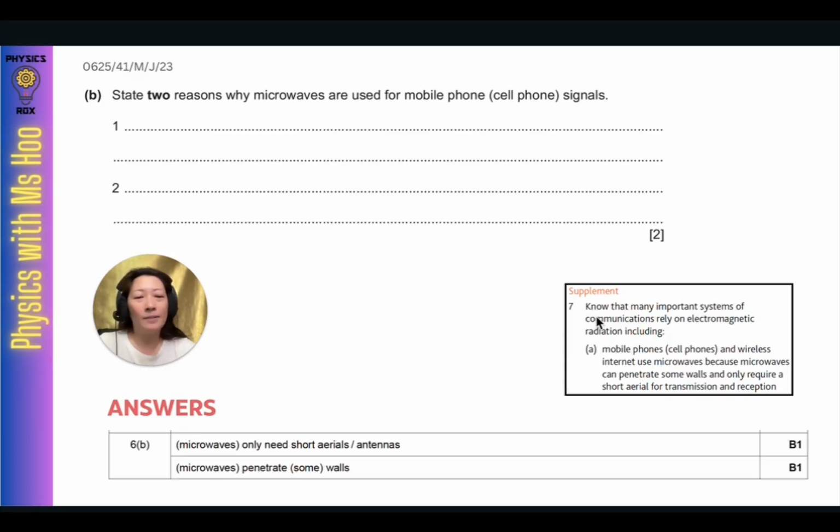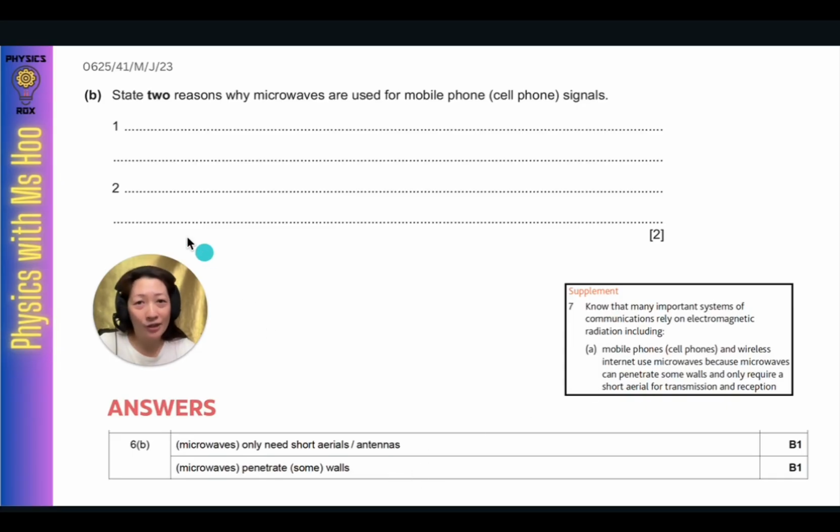As stated here in the syllabus guide, you need to know that many important systems of communications rely on electromagnetic radiation, including that mobile phones or cell phones and wireless internet use microwaves because microwaves can penetrate some walls and only require a short area for transmission and reception. And as you can see, answers in the mark scheme are using the exact same 2 reasons that are already written right there in the syllabus guide. Only need short aerials or antennas and can penetrate some walls.